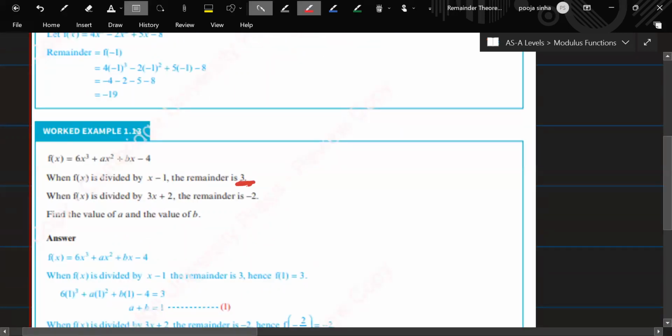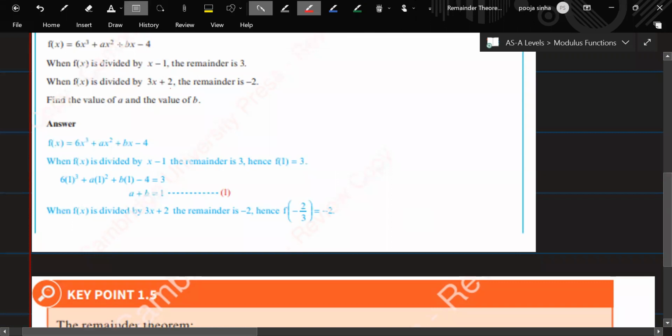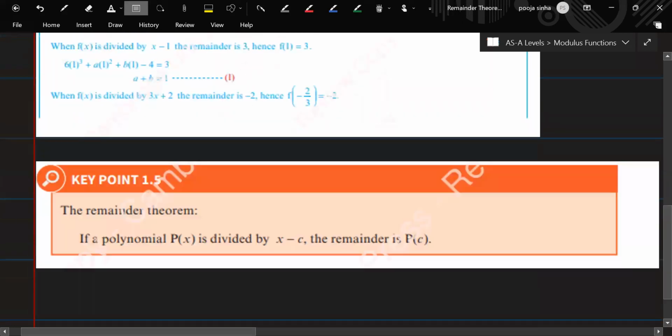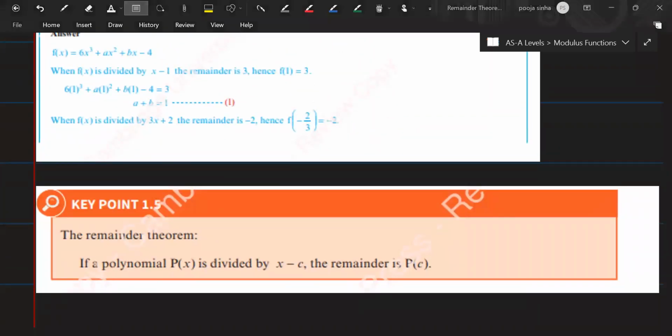The remainder. So look at this. When you put x minus 1, so x is equal to 1. It's not equal to 0, it's equal to 3. Right? And then you solve, you get one equation. Similarly, the other one will be x is equal to minus 2 by 3. Remainder is minus 2. So in place of f(x) at minus 2 by 3, instead of 0, you have a minus 2 here. And then you will further solve with this. All right? Clear? So you get the values of a and b.